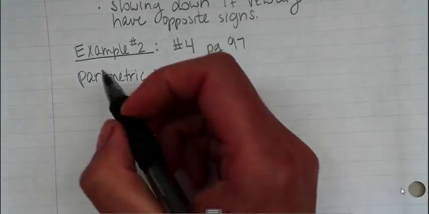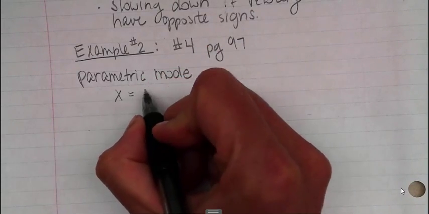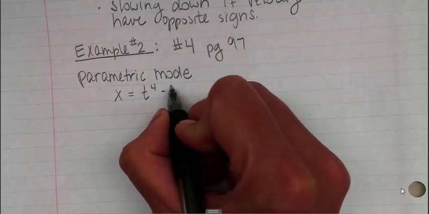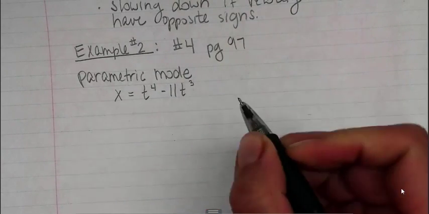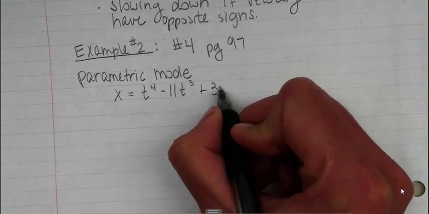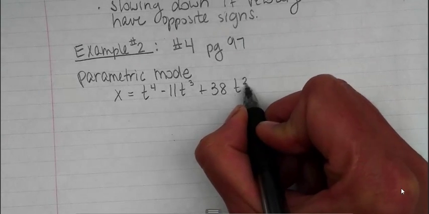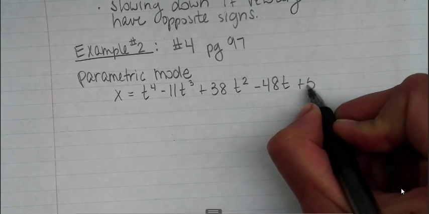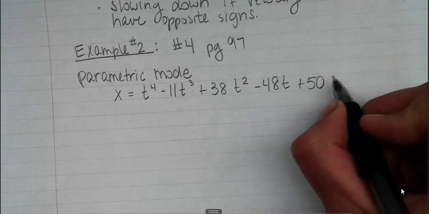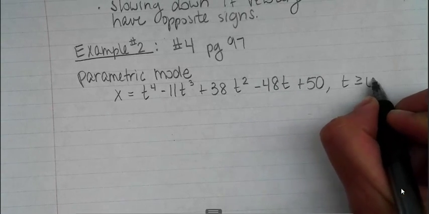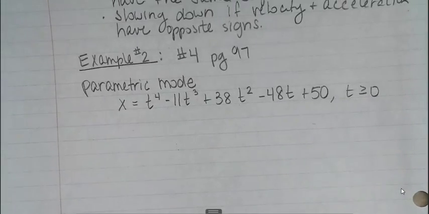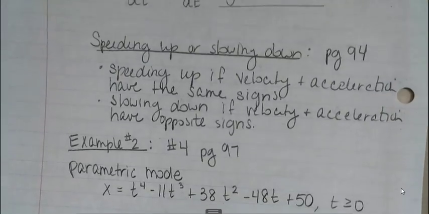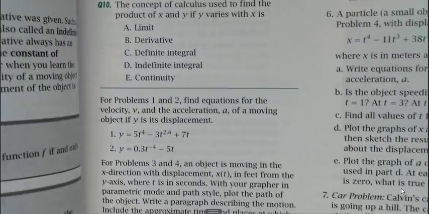All right, and we are given this equation, x equals t to the 4th minus 11t cubed plus 38t squared minus 48t plus 50. And we are told that t must be greater than or equal to 0. Okay, so there's a lot to this, and you're about to learn a whole lot of new information. So let's look at this problem.